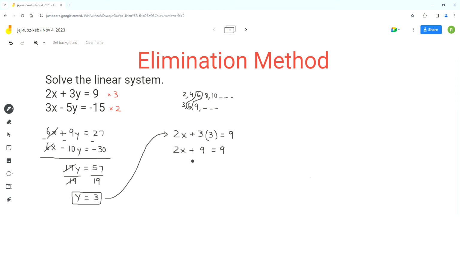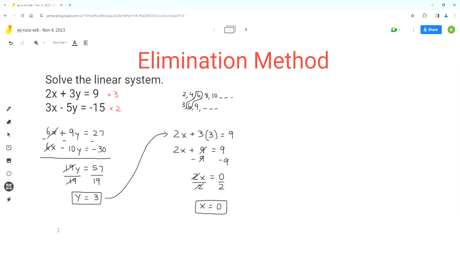Now we have to subtract 9 from both sides. So the 9s on the left side cancel each other out, and we get 2x equals, now the 9s on the right side also cancel each other out. 9 minus 9 is equal to 0. And now we have to divide both sides by 2. The 2s on the left side cancel each other out, and we get x equals 0 over 2, which we know is equal to 0. So this is the final answer for the x value for this linear system.